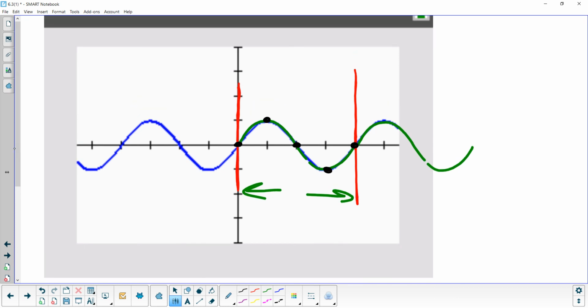So in this picture, just to be clear about what each axis represents, this is the x-axis, and this represents an angle.